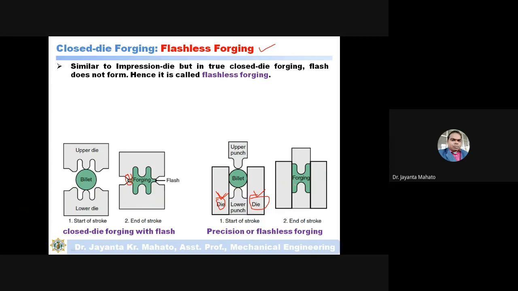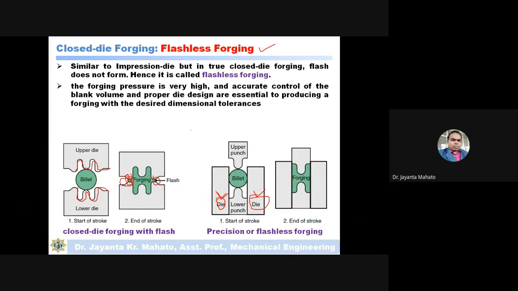In this case also, the material gets impressed under a compressive force, and the die has different shapes. Like in this case, the upper die has this type of shape, and the lower die has this type of shape. So this is nothing but a type of impression die forging process. But the only difference is that here the flash is minimized to zero, meaning there is no chance of getting flash. That's why it is sometimes called the flashless forging process.